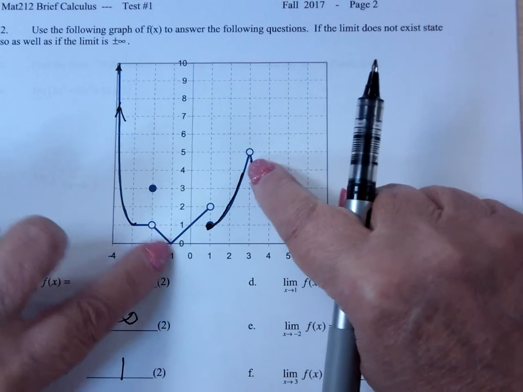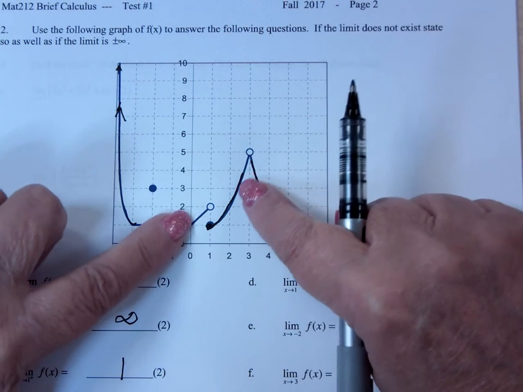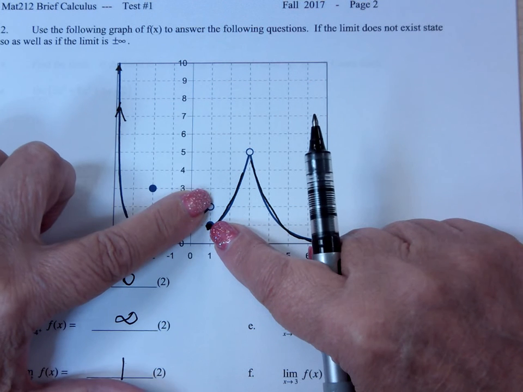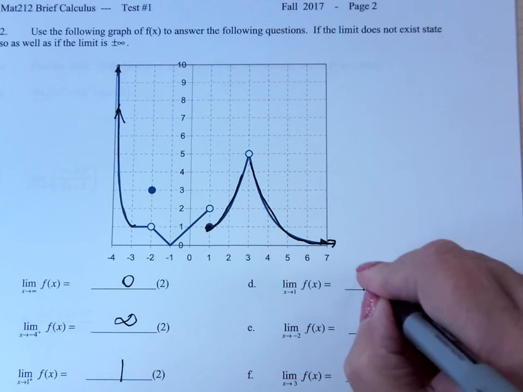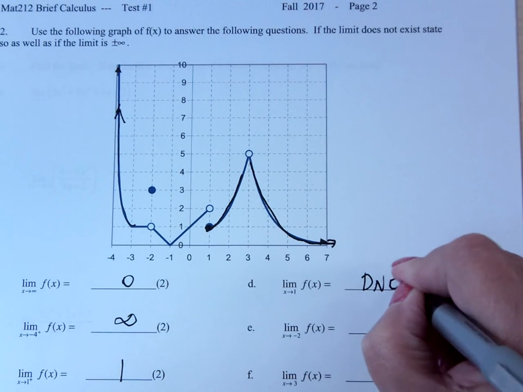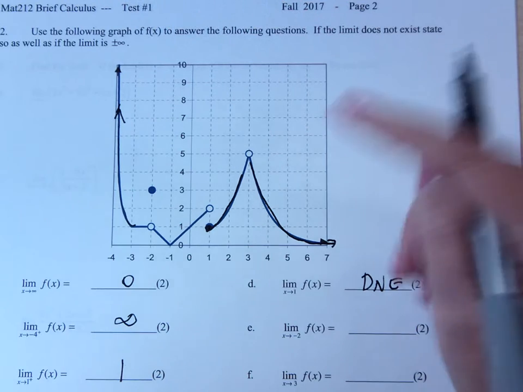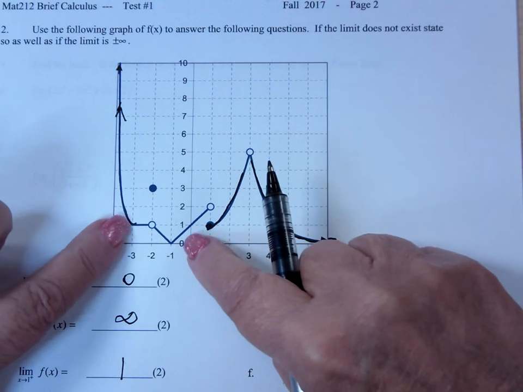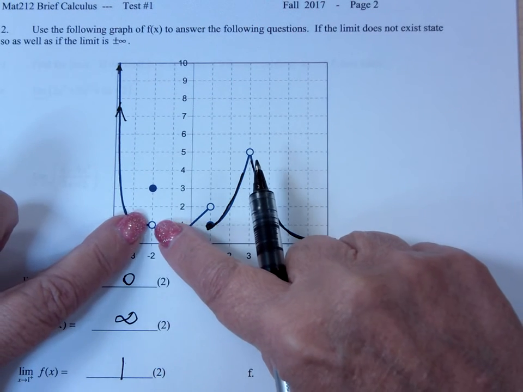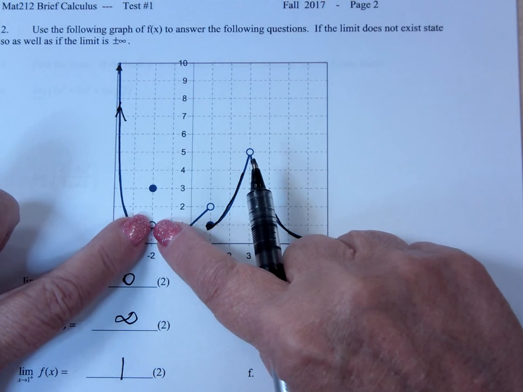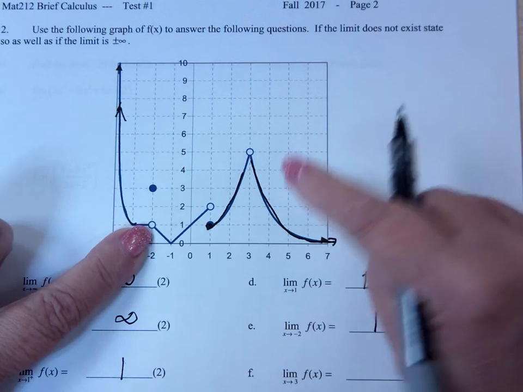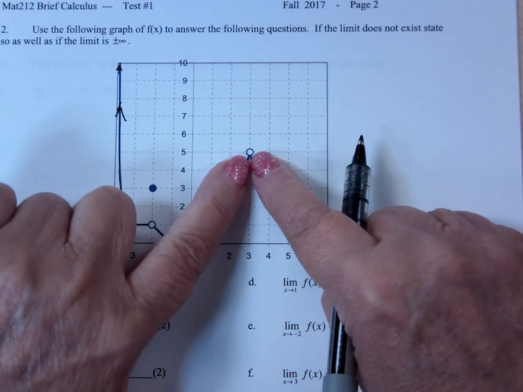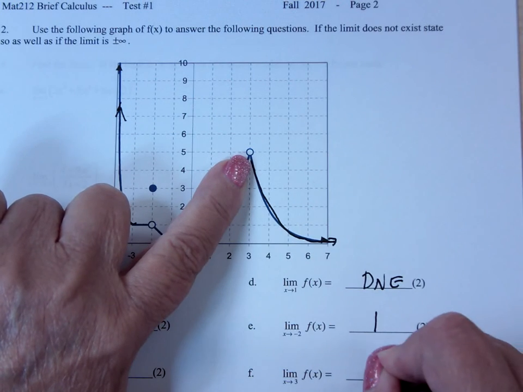Now if I look at 1, I'm going to use both fingers. I end up in two different places, and so that means that the limit doesn't exist. Negative 2, I end up right here, which is y equal 1. And 3, I end up at that open hole, or 5.